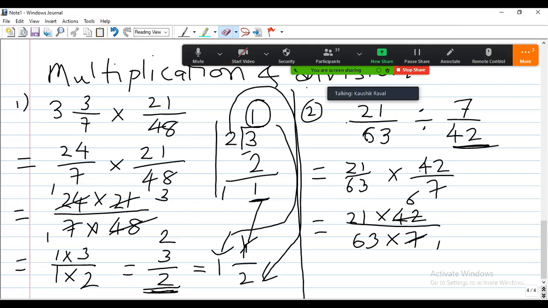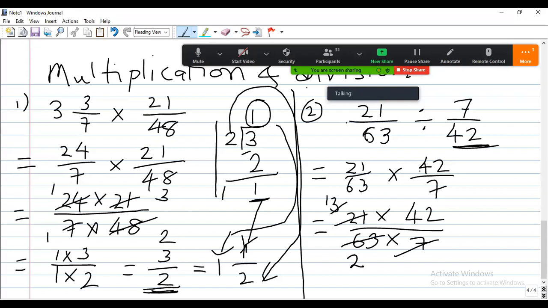As a student said, sir, do 7 threes are 21. Okay, let me do 7 threes are 21. Here, 42 upon 7 comes. 7 threes are 21. And 3 ones are 3, 3 twenty-ones are 63, right? And 21 ones are 21, 21 twos are 42. So the final answer is 2, a whole number.